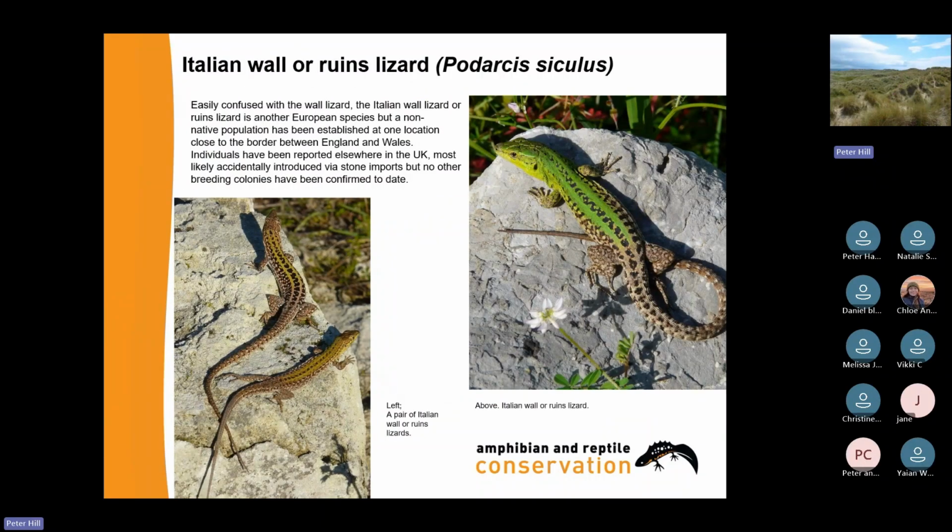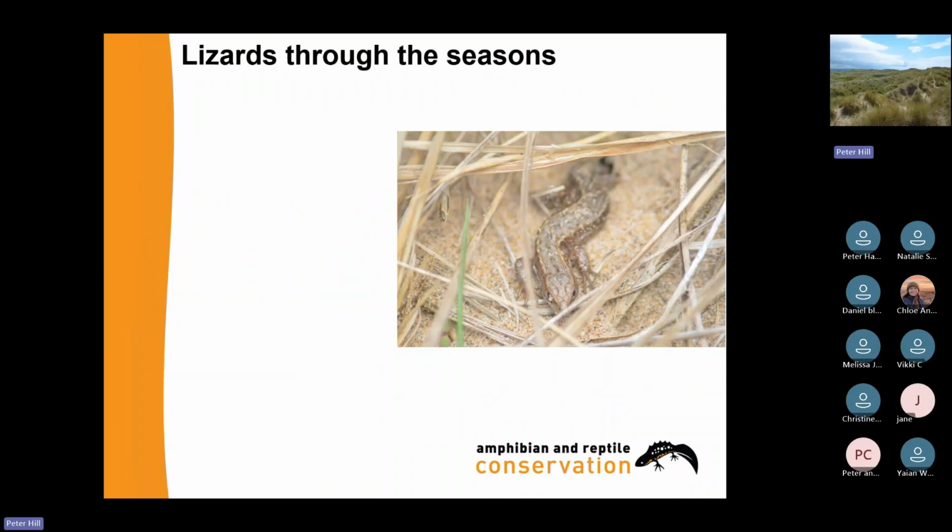There is a third species, the Italian wall lizard, which can be confusing because you also get common wall lizards from Italy. We get occasional reports of individuals here, there, and everywhere, but there's just one colony that seems to be established on the border of England and Wales. That's all you need to know about those guys at the moment.